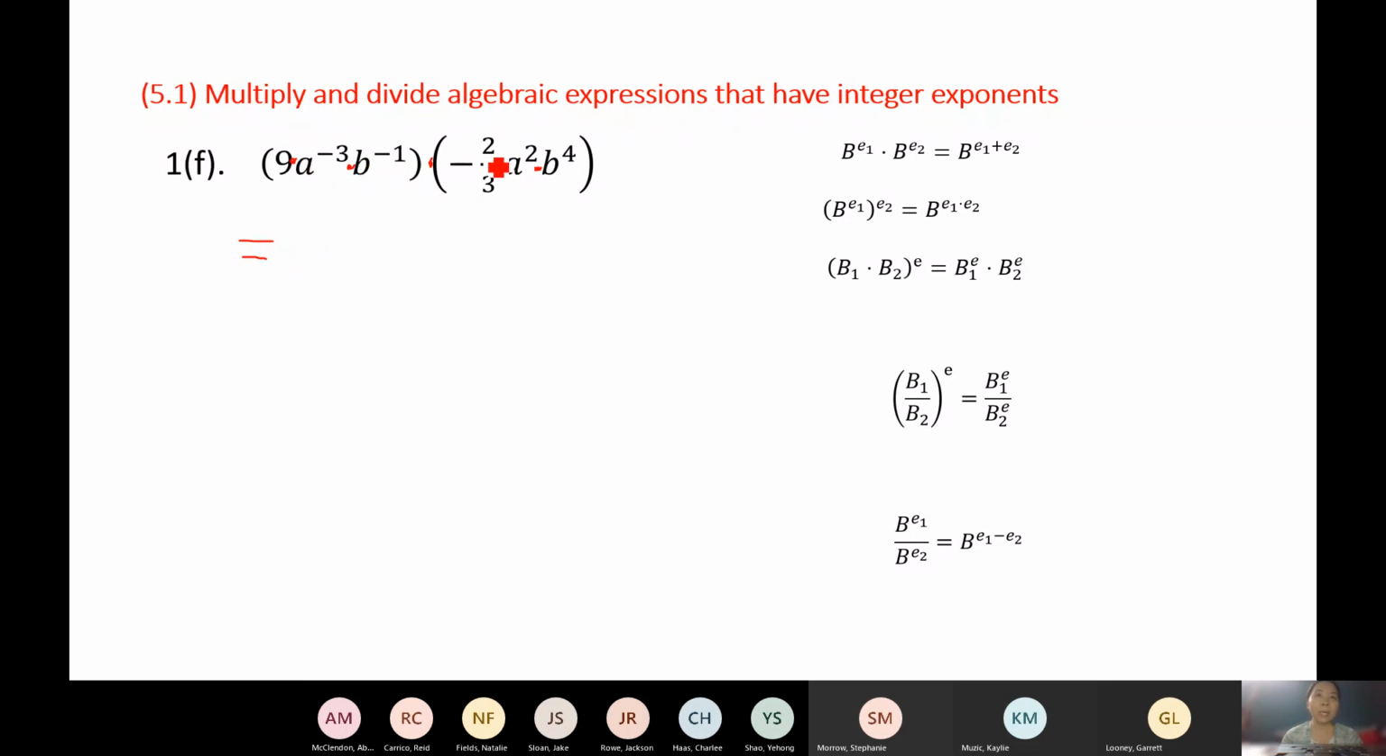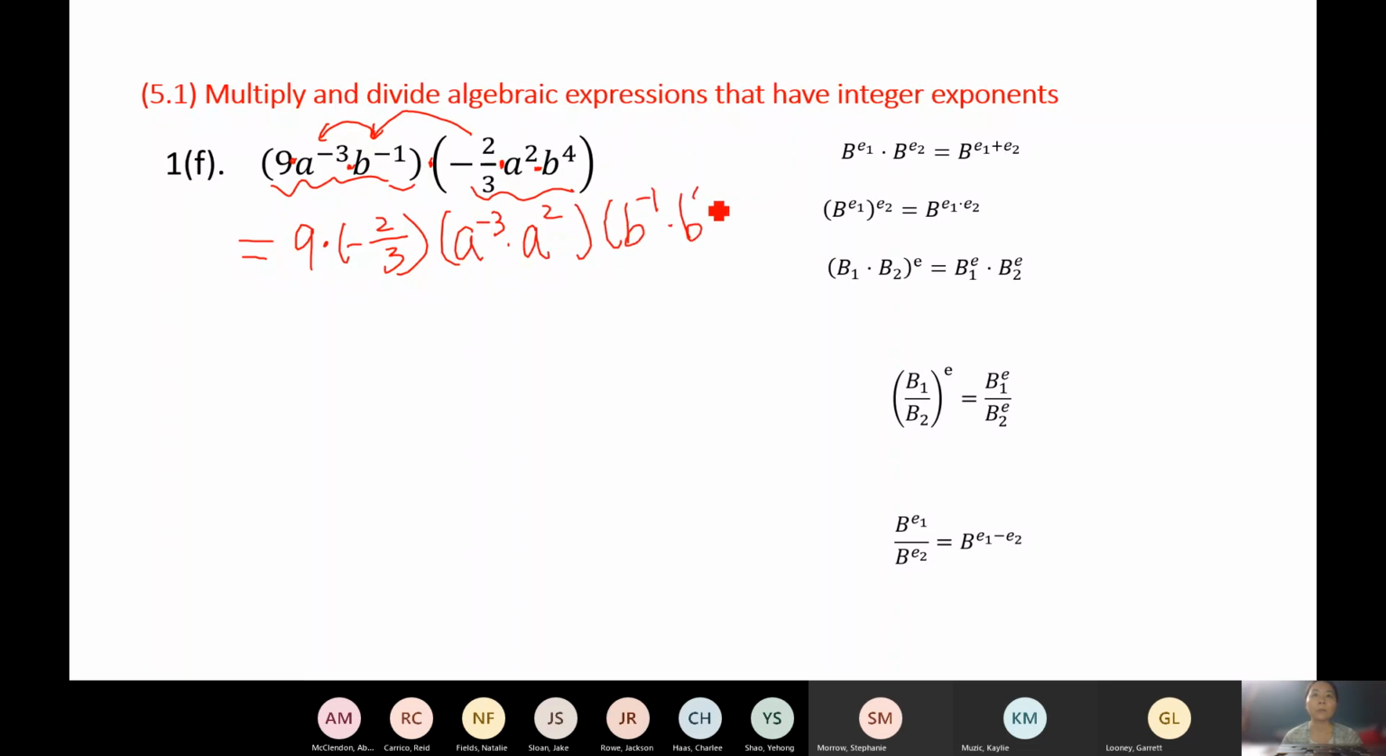Because we have all multiplications, that means you can actually switch the factors around. You can put 9 and -2/3 together to multiply them, because neither of these three can be multiplied, but I can move things around, like switch factors. These two together, and a to the -3rd times a squared, and put b to the -1st and b to the 4th together, because they can be multiplied. This step can be omitted. You can do this in your mind, but if you have trouble, you can write it down.